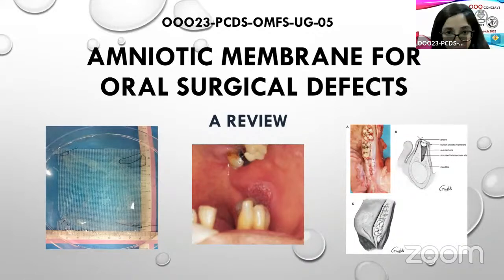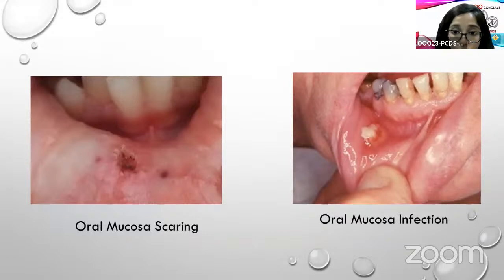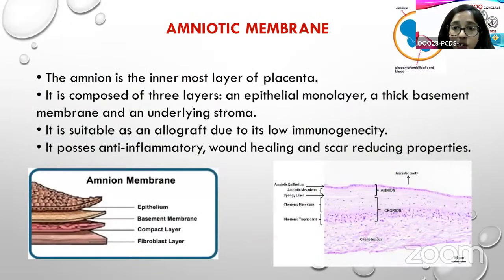Good afternoon to one and all present here. Today, I'll be presenting a paper titled Amniotic Membrane for Oral Surgical Defects, a Review. Oral surgical defects are not only prone to infection, but are also prone to scarring by contraction. Through the ages, different biological materials have been used to cover these wounds. Today, I'll be highlighting the amniotic membrane that is used to cover these wounds.